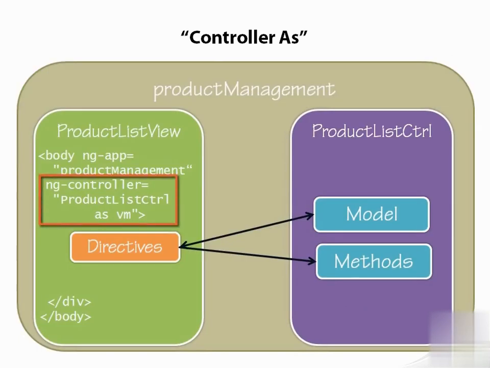Notice the slight difference in the ng-controller directive syntax. It now has an as clause that defines the alias, hence the controller as moniker. Many examples define the alias as VM for view model because it's short and its purpose is clear, but you can use any alias name. For example, in this case, we might want to just use product. The directives and expressions in the view can then bind to the model properties or call the controller methods using that alias and a dot syntax.